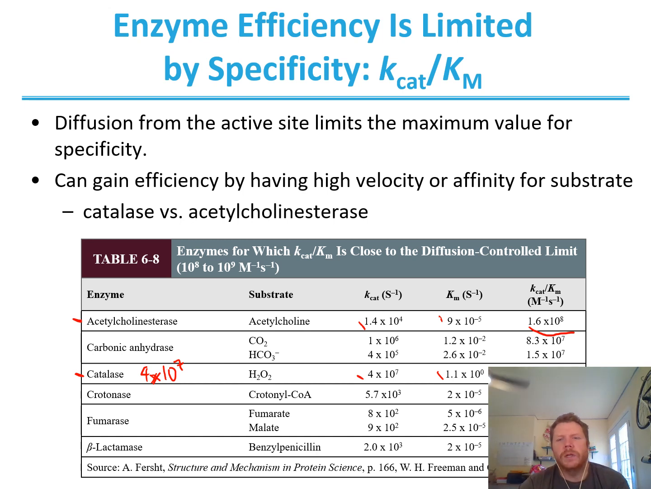So if there was one enzyme that was better than the other, if you wanted to say better than, you could make the case that acetylcholinesterase is better, even though it's a little bit slower, because it has that higher affinity for the substrate. All right, well, we'll be continuing on discussing these topics.